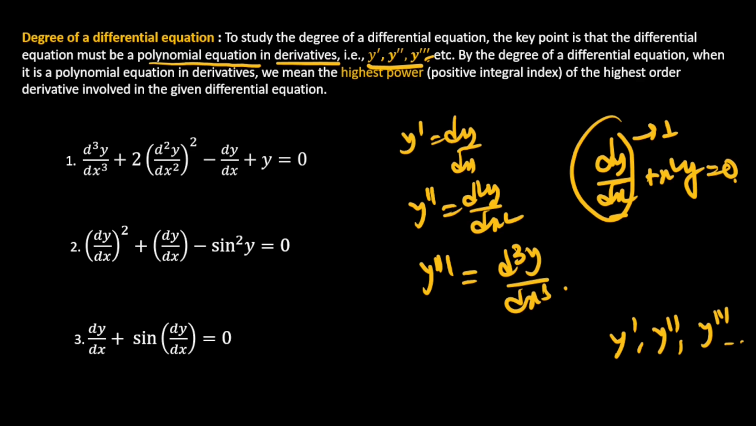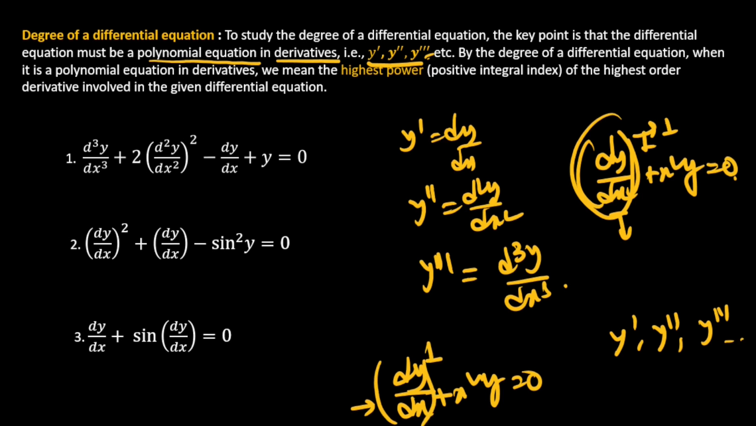Once in this form, the degree is defined as the highest power of the highest order derivative involved in the equation. If you find the polynomial expression of the differential equation, then check: the degree is defined as the highest power of the highest order derivative involved. Suppose in this equation the highest derivative is dy/dx. Next we check the power of this derivative. So the power is 1. This equation is dy/dx plus x square y is equal to 0. The highest derivative is dy/dx, first order, and next we check the highest power, that is 1. So the degree is 1 and the order is 1.